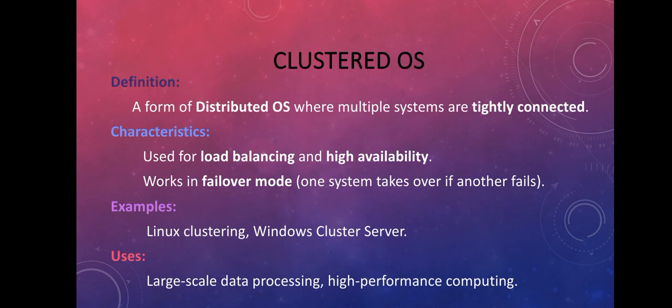Then clustered OS. The clustered OS is similar, but it's mainly used for load balancing and high availability, like Linux clustering. As usual, the uses are large-scale data processing and high-performance computing. Its characteristics are load balancing and high availability, and it works in failover mode: one system takes over if another fails.